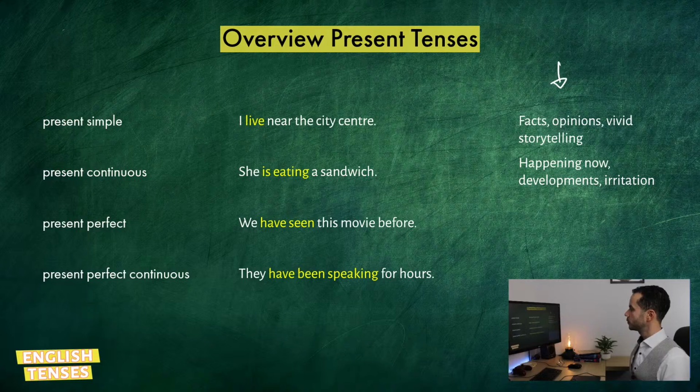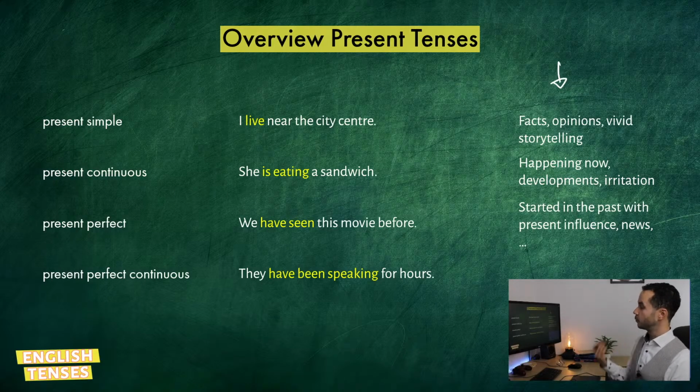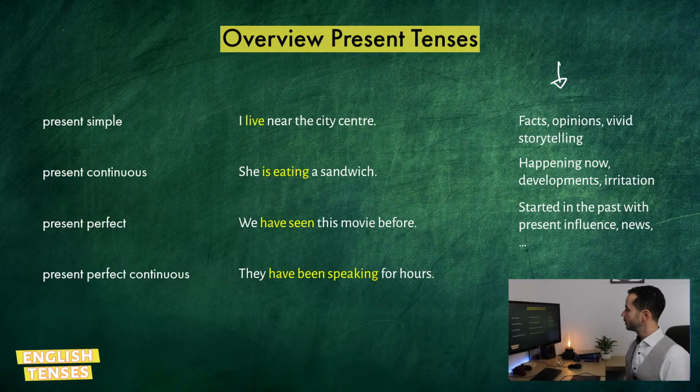Present continuous is used for things that are happening now, for gradual developments over time and for irritation. Present perfect is something that started in the past and with present influence. We also use present perfect for news or things that have just happened. Then we have present perfect continuous, which is kind of the same as present perfect, but with an emphasis on duration. As I mentioned, and as I will mention several times in today's lecture, when we use continuous, we put emphasis on duration.